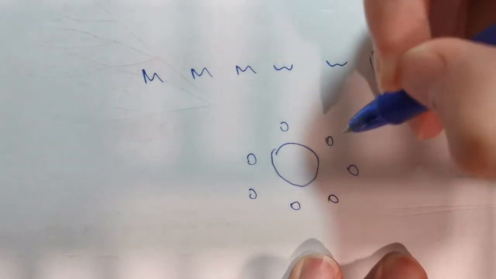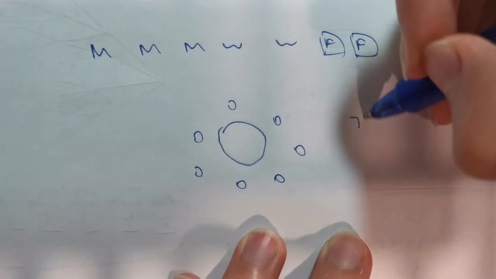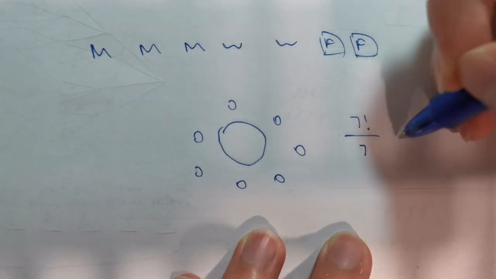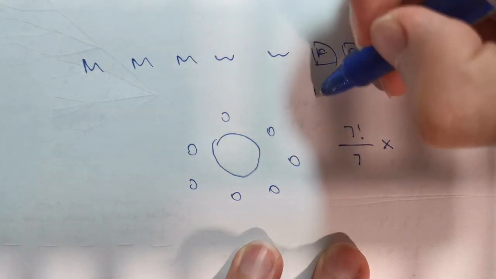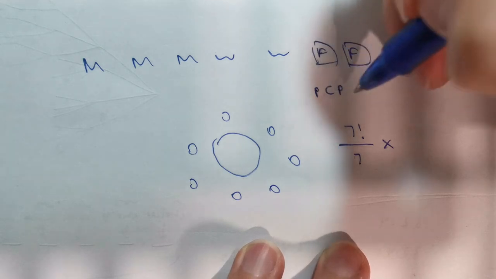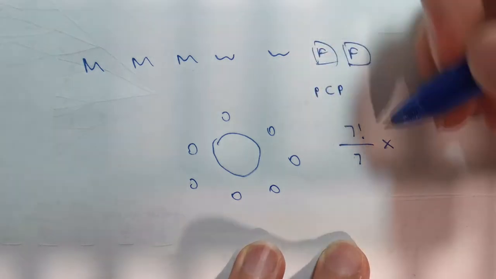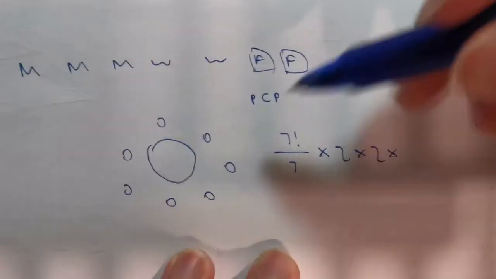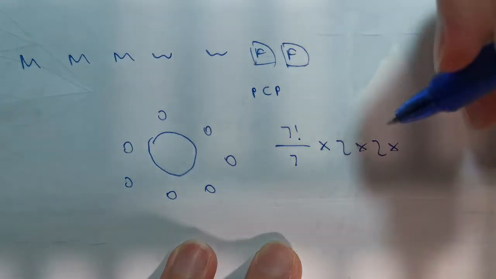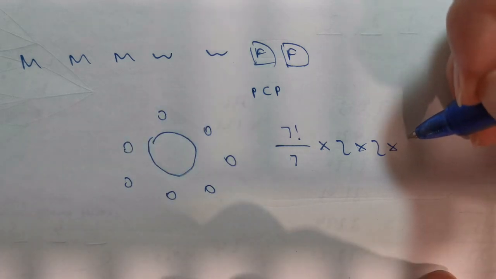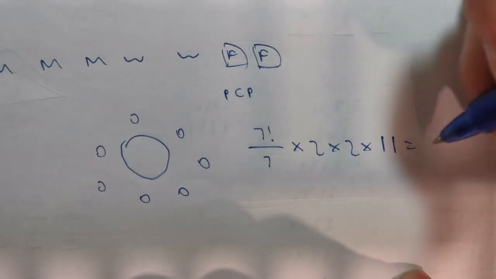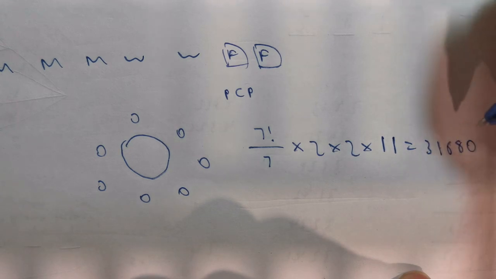So again you have 7 slots around the table. Then since the women can sit together now, the number of ways is 7 factorial over 7. Then within each family is parent, child, parent, but the parents can switch positions, so it's times 2 times 2. Then finally, because there are 11 people, there are 11 ways to add the numbers for each of the seats, so it's times 11. In the end, the final answer is 31680.